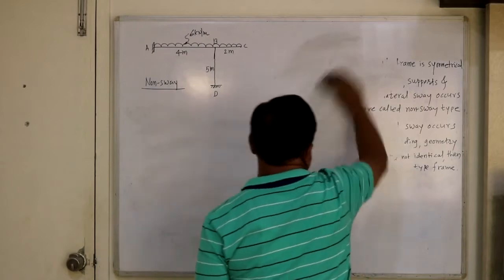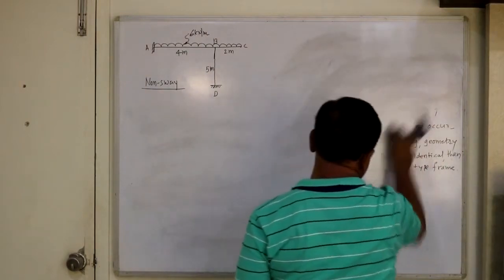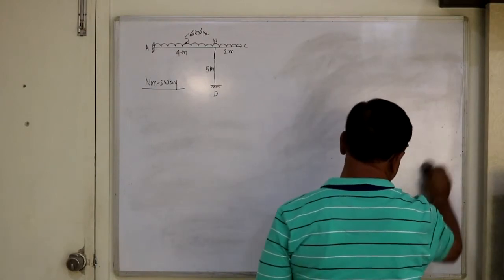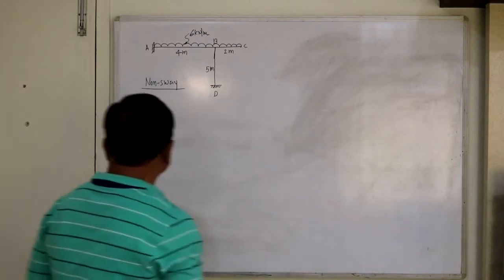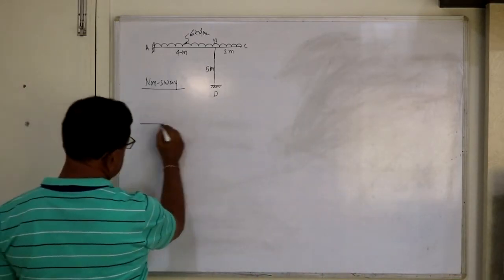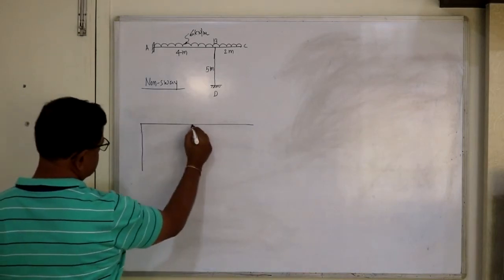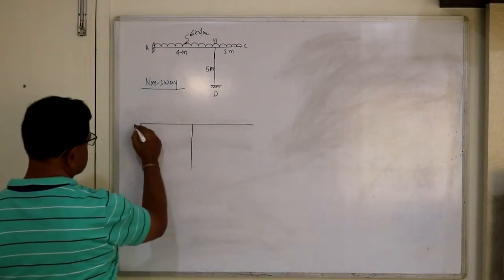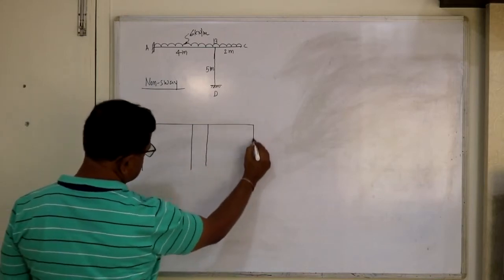So non-sway frames are analyzed exactly similar to the continuous beam. So analysis of non-sway frame is easy. Now prepare a moment distribution table here. Say this is A, then joint B you take here, and then this is D.